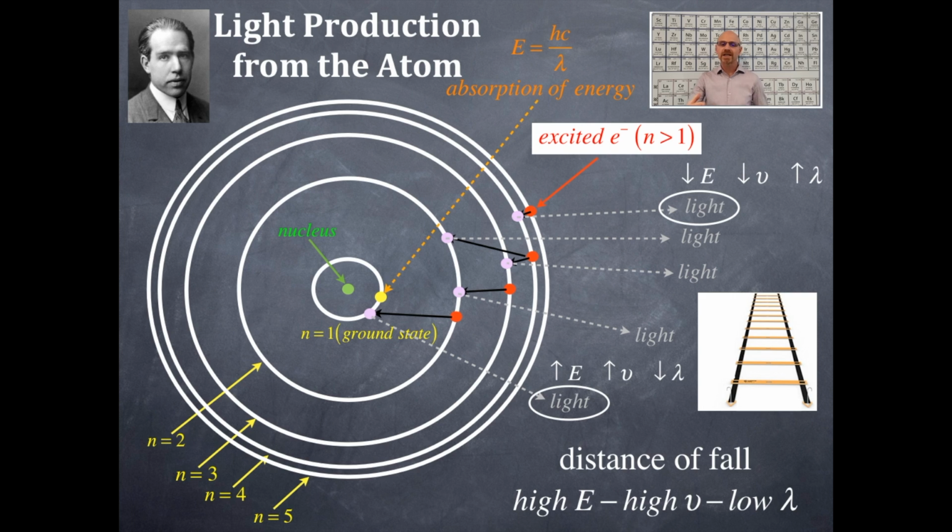Okay, so there's a correlation between the distance of fall and the energy. They are highly correlated. It's a 1-to-1. And then there's a correlation between the energy and the frequency, and an inverse correlation to the wavelength.